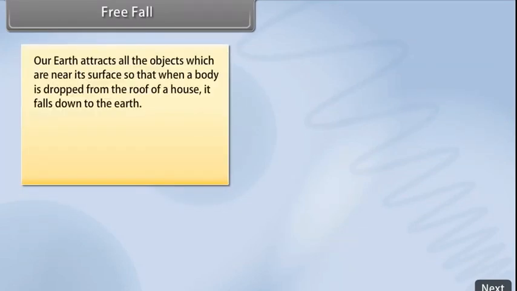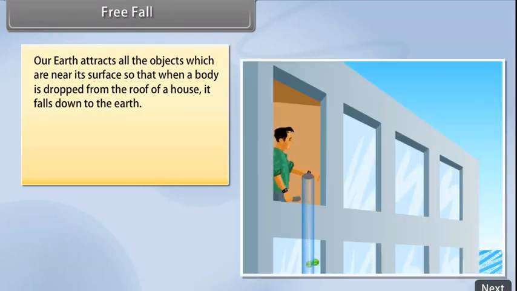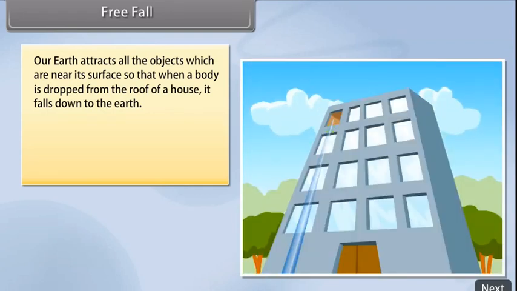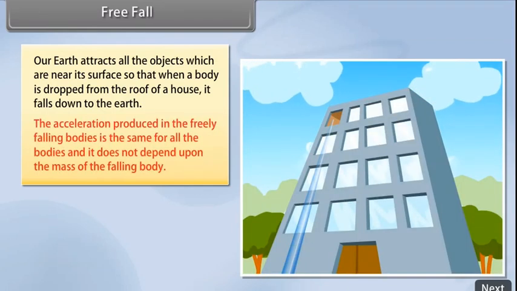Free fall. Our earth attracts all the objects which are near its surface, so that when a body is dropped from the roof of a house, it falls down to the earth. The acceleration produced in freely falling bodies is the same for all the bodies and it does not depend upon the mass of the falling body.